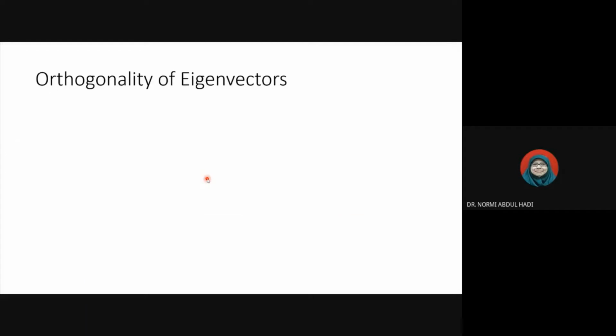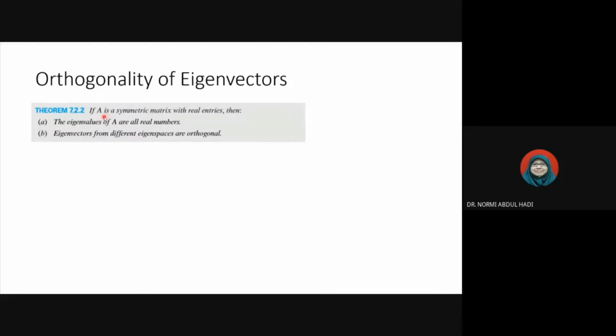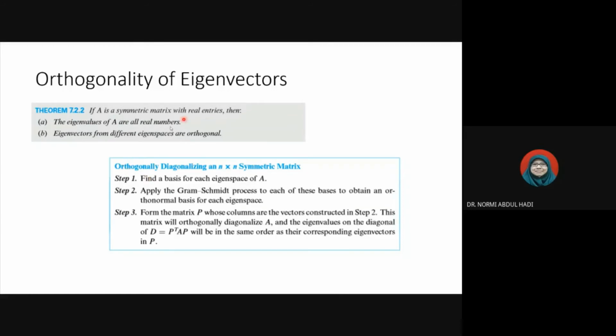If A is orthogonally similar and B is a diagonal matrix, then A is orthogonally diagonalizable and P orthogonally diagonalizes A. Orthogonality of eigenvectors: if A is a symmetric matrix, A transpose equals A, the eigenvalues of A are all real numbers, and the eigenvectors from the first eigenspace and the second eigenspace are orthogonal. So now, how to orthogonally diagonalize A? Find a basis for each eigenspace, then use the Gram-Schmidt process to obtain an orthonormal basis.